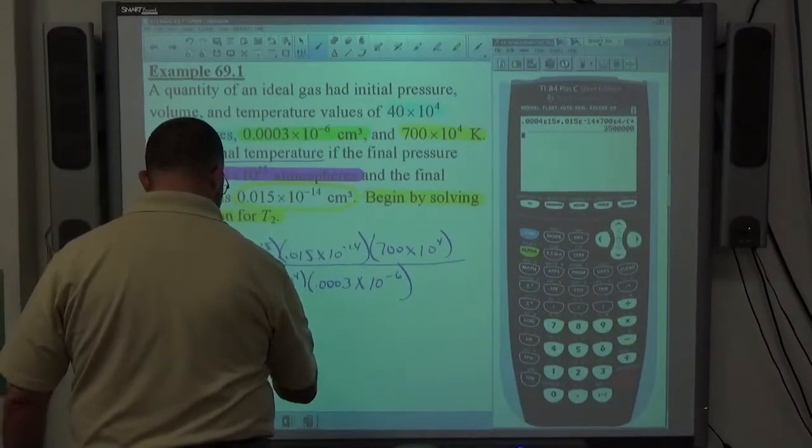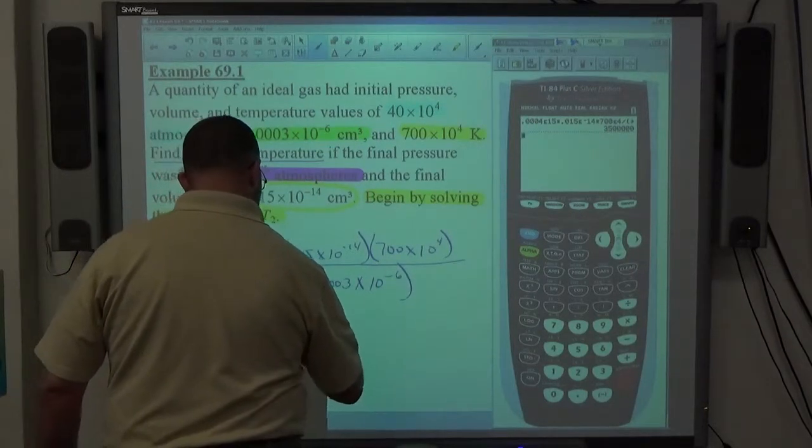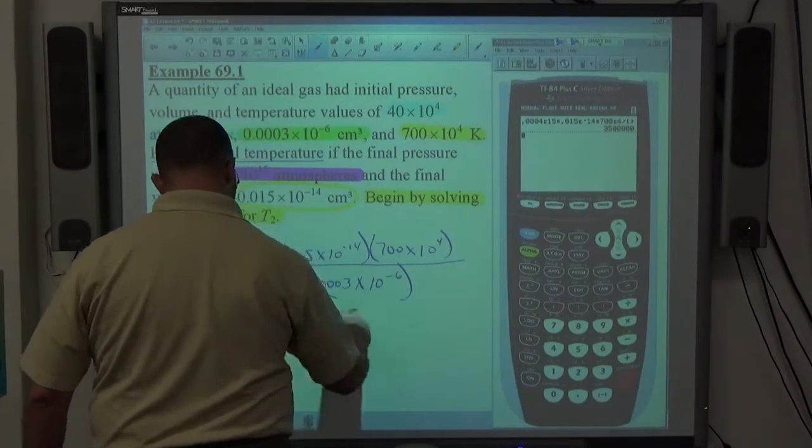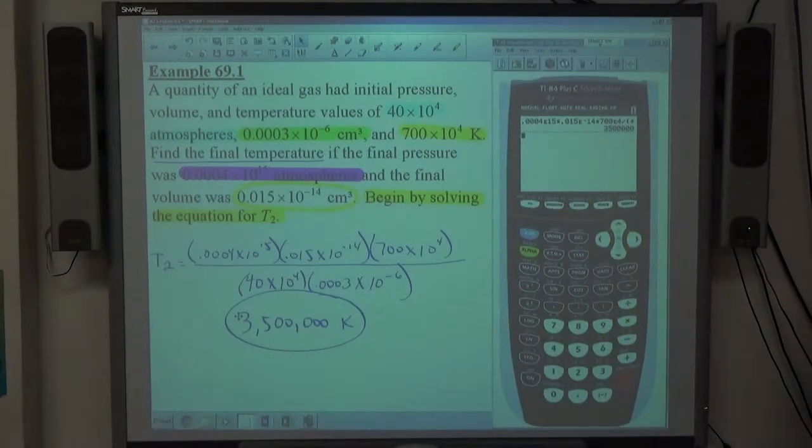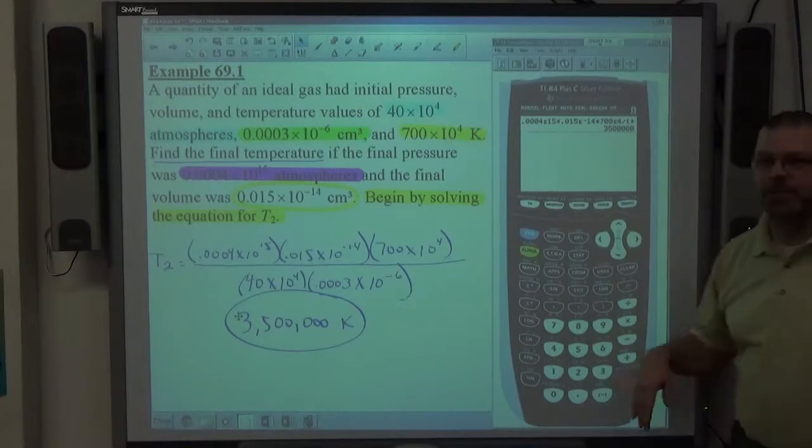3,500,000 kelvins. That's hot. Probably cause a flesh burn, I'm guessing. Something in the 3rd, 4th, 5th degree range. I think 3rd's the worst you get. That'd be more like a 7th degree flesh burn. All right, anyway.